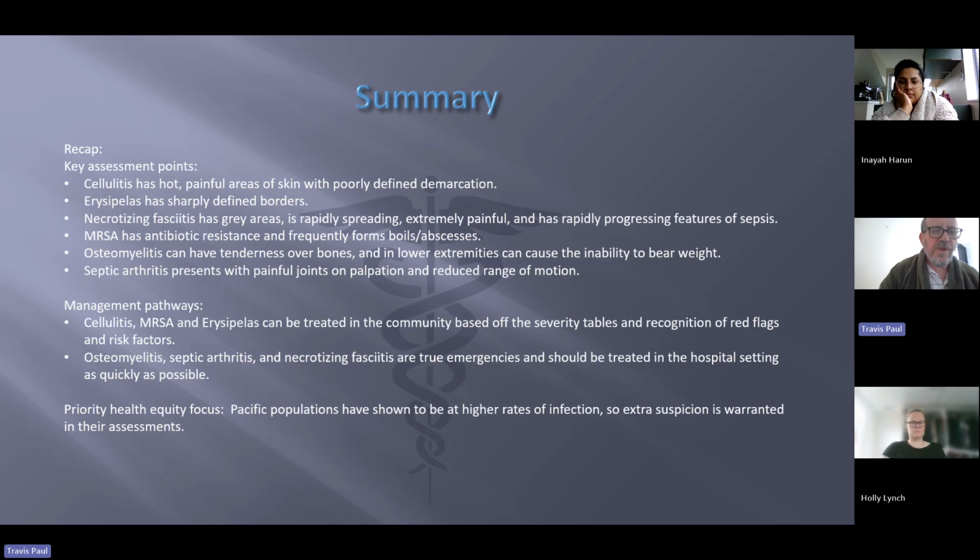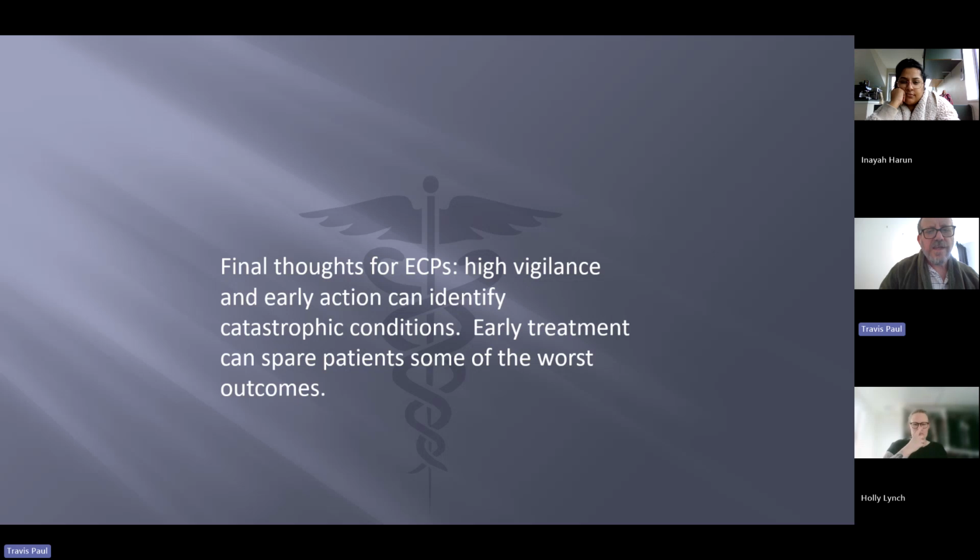For management pathways, cellulitis, MRSA, and erysipelas can be treated in the community based off the severity table and recognition of your red flags and risk factors. Osteomyelitis, septic arthritis, and necrotizing fasciitis are true emergencies and should be treated in the hospital setting as quickly as possible. Pacific populations have been shown to be at higher rates of infection, so extra suspicion is warranted in their assessments.